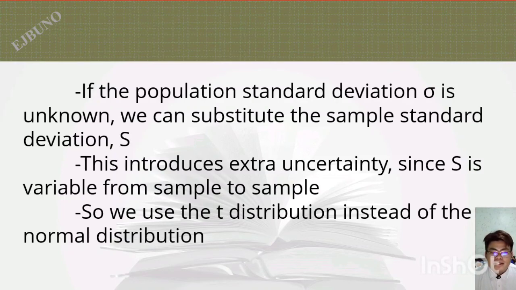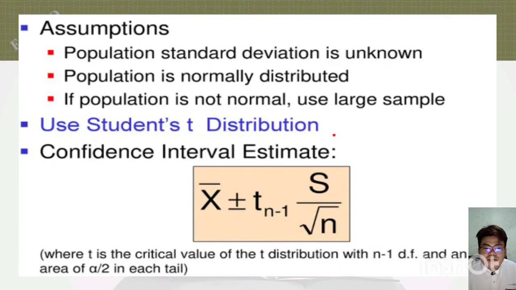If the population standard deviation is unknown, we can substitute the sample standard deviation. This introduces extra uncertainty since S varies from sample to sample, so we use the t distribution instead of the normal distribution. Assumptions: the population standard deviation is unknown. The population is normally distributed. If the population is not normal, use a large sample. Use Student's t distribution.